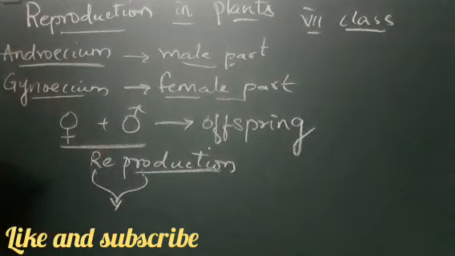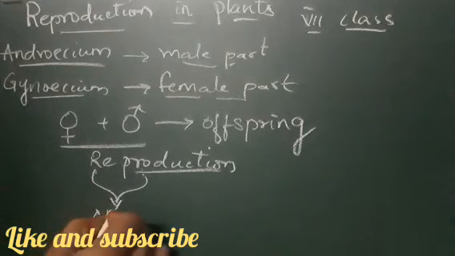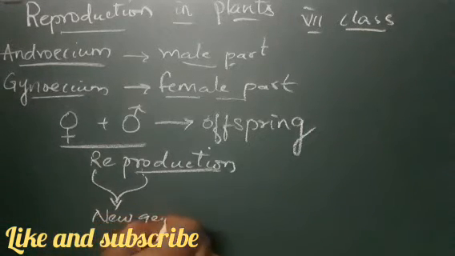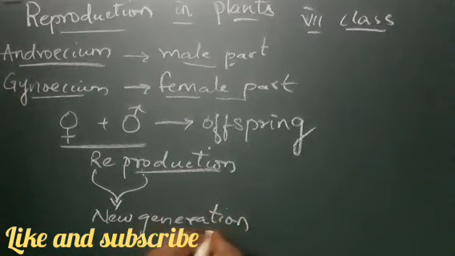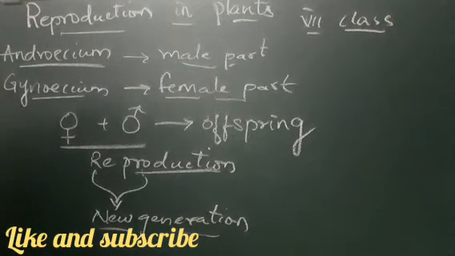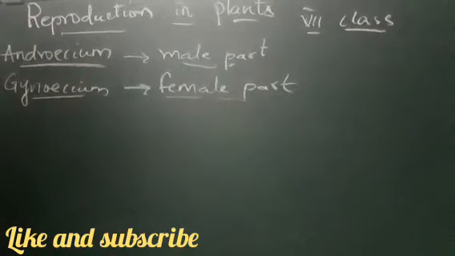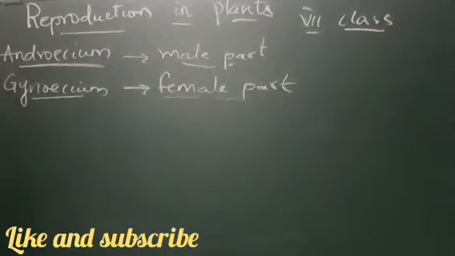For example, we have taken the example of goat, lamb, etc., right? So they'll give a new generation. New generation is nothing but new offspring. So what did we see? We see that androecium is having stamen, okay? And on the stamen are attached pollen sacs or pollen grains, anthers, okay?